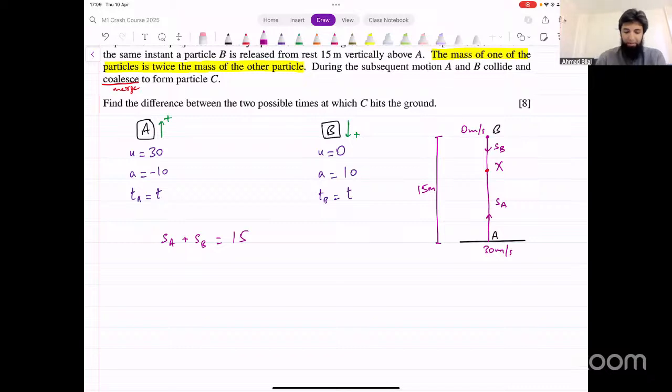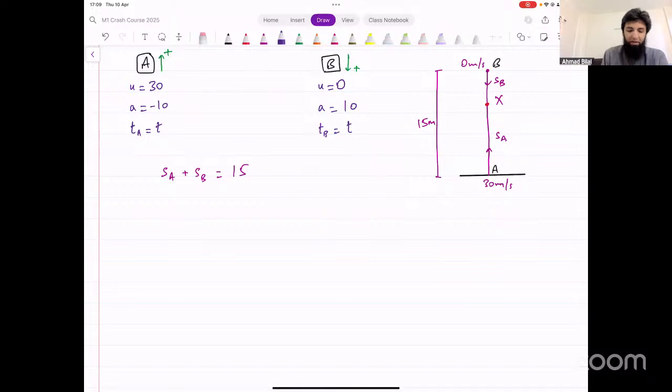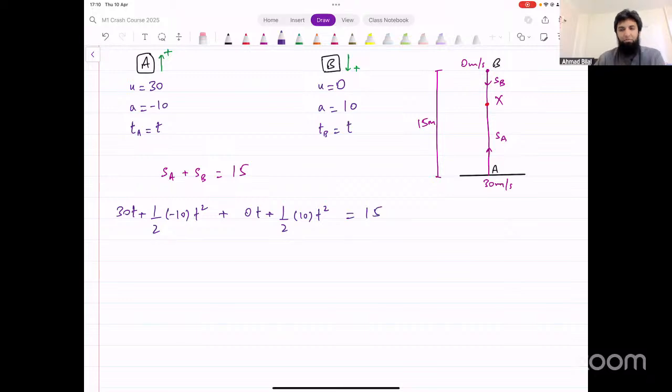Okay. And now, which equation can be used to connect these four quantities, S, U, A, and T? S equals UT plus half AT squared. For A, we can say U, which is 30, into T, plus half into A, which is -10, into T squared. That's the displacement for A. Plus displacement for B: initial velocity is 0 into time, plus half into A, which is 10, into T squared. That's the displacement for B. Their sum has to be 15. And solving this equation can give us the value for T until that point of collision.